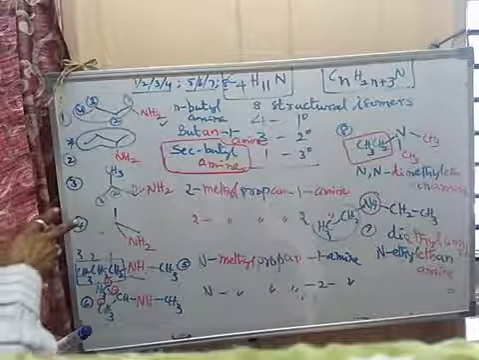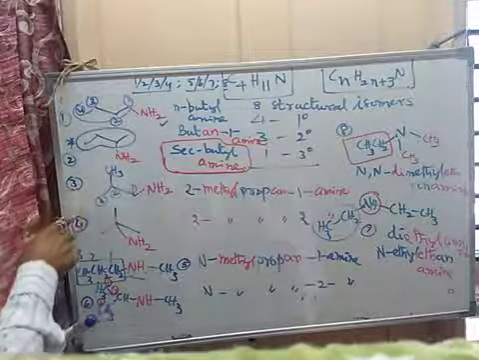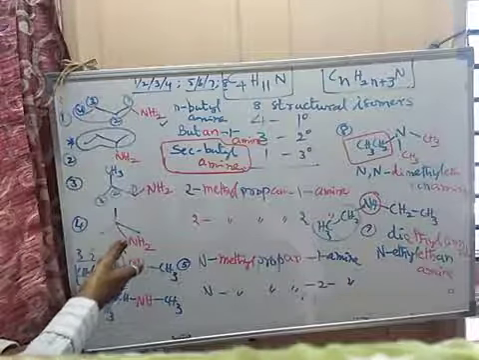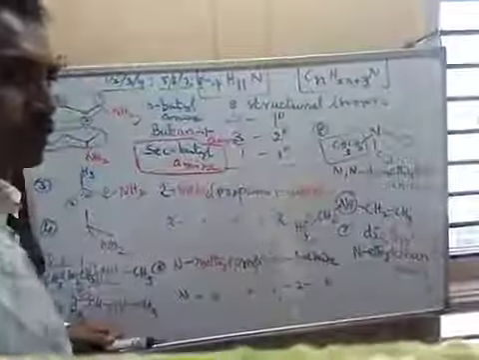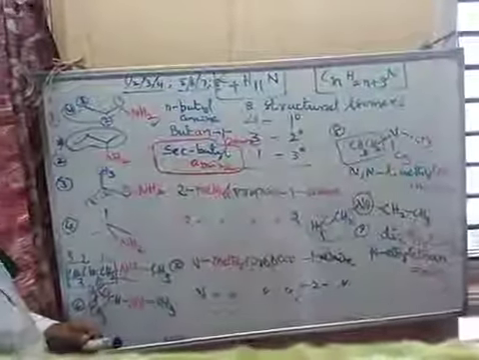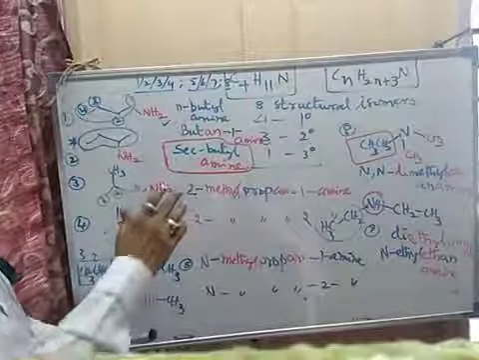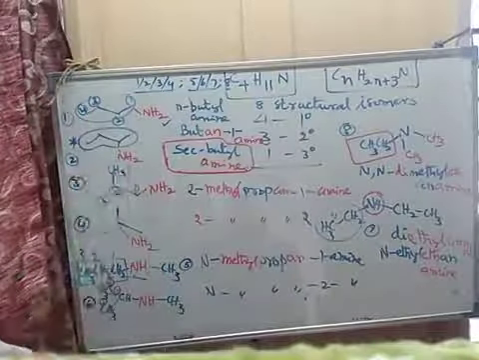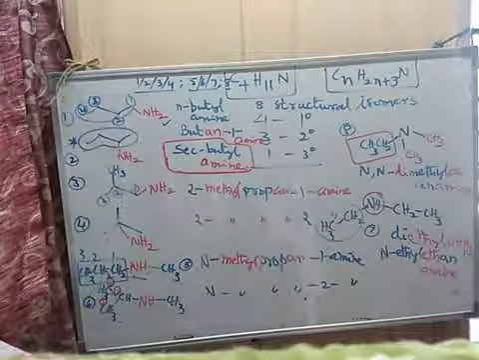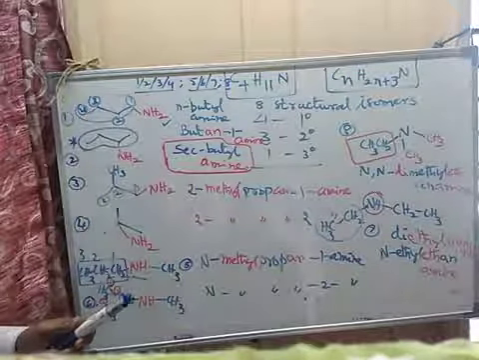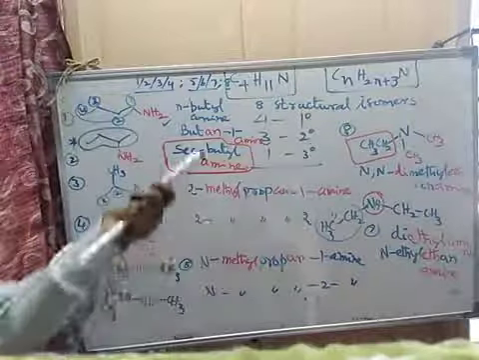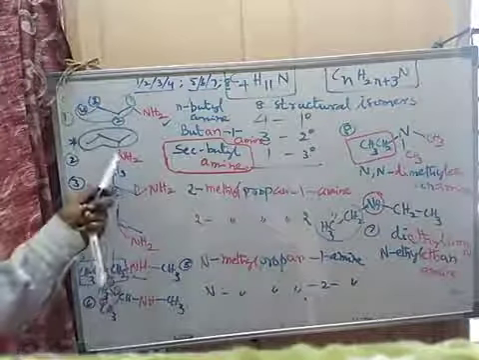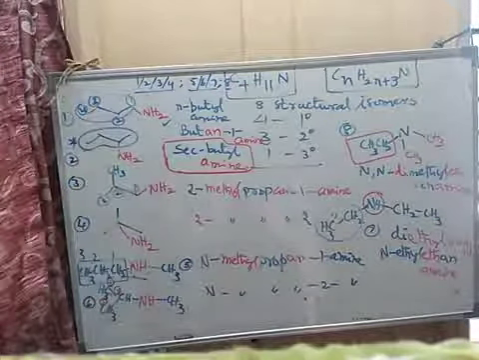This is chain isomerism, position isomerism, next metamerism, functional isomerism. So how many types of structural isomerism are exhibited by this one? Your answer is 4 types. Along with that, what is the stereoisomerism exhibited by one of these compounds? That is optical isomerism by butane-2-amine.